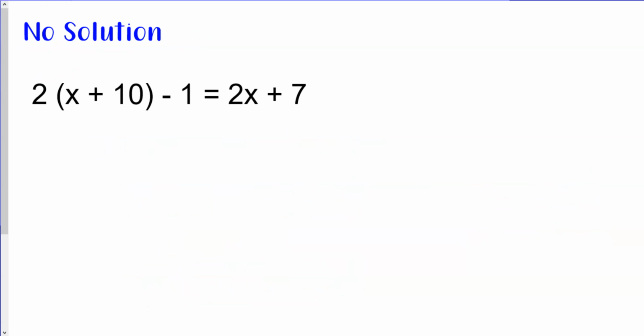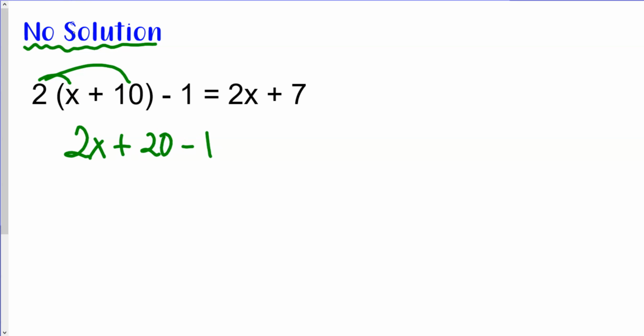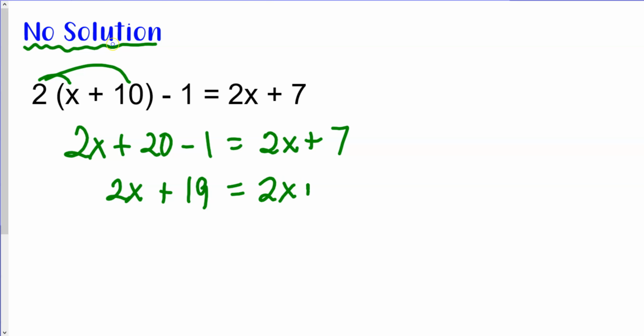Okay, the next example, and again, I'm telling you up front, this is an equation that has no solution. So you would approach this equation and you would say, okay, I'm going to distribute the 2. I get 2x, 2 times x is 2x, plus 2 times 10 is 20, minus 1 equals 2x plus 7. And then you add like terms, 20 minus 1 is 19. Now you could stop right here and say, hey, is the left hand side exactly the same as the right hand side? Nope, they're not identical. But you might notice that the two variable terms are the same.